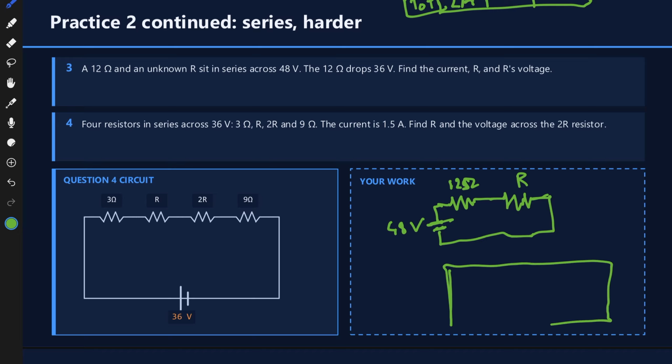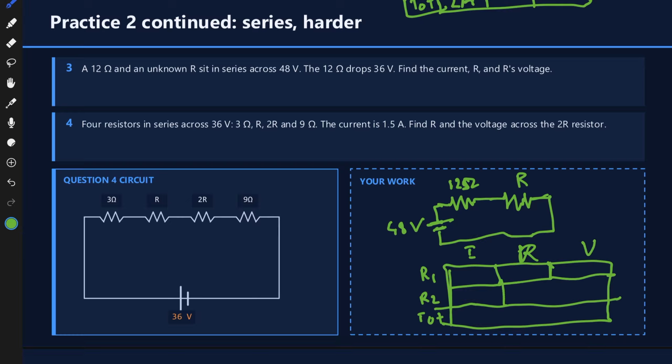So let me do that here. For resistance 1, resistance 2, and total. So this is IRV. That's why it's called an IRV chart, right? Okay. So resistance 1 is 12 ohms. Resistance 2 is R, right? So we don't know the total resistance here, which is fine. And our total voltage is 48.